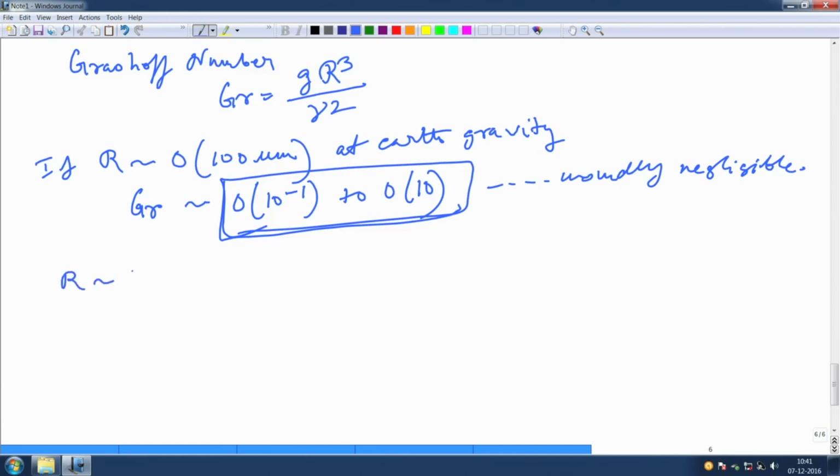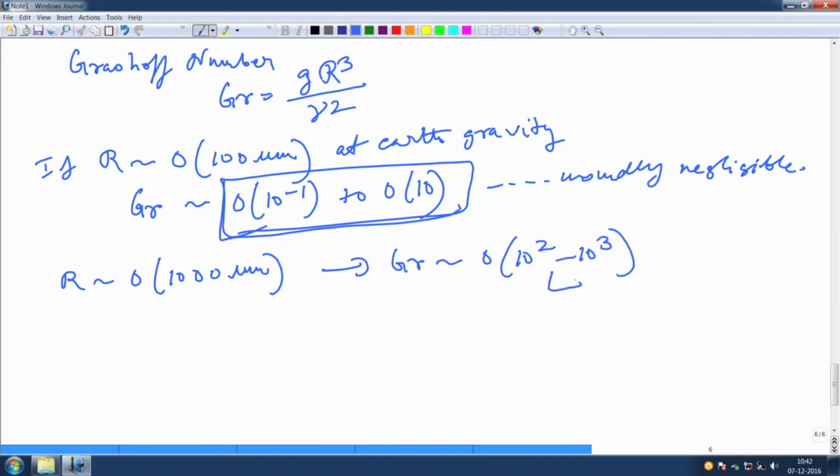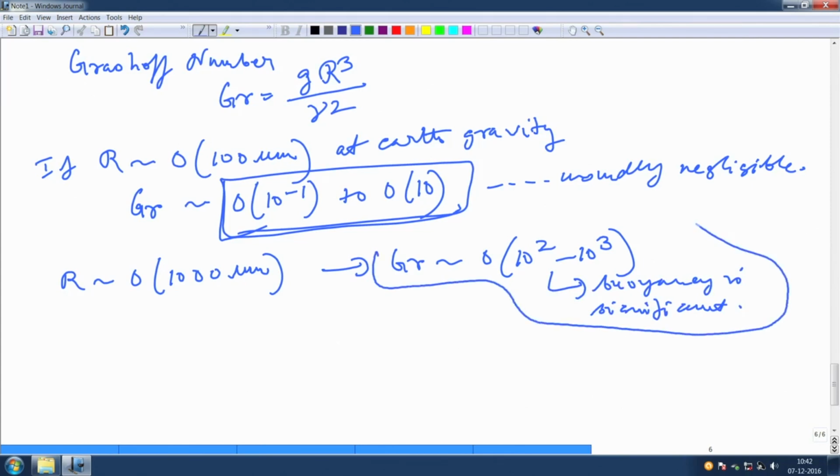However, if R is of the order of say 1000 micrometer, this leads to a Grashof number variation between order 10 to the power of 2 to 10 to the power of 3. Here buoyancy is significant, no doubt about it. Understood. A Grashof number of that high a value, 100 to 1000, is actually a significant Grashof number. So, the buoyancy effect does become very significant in this particular case, right.